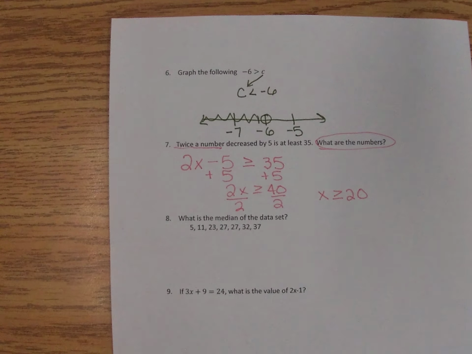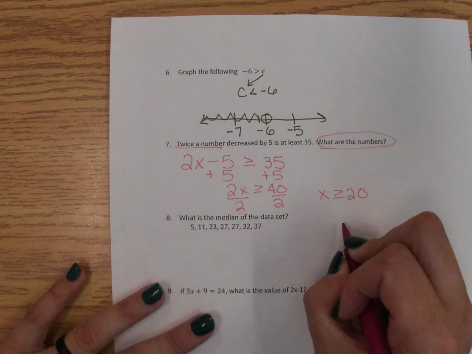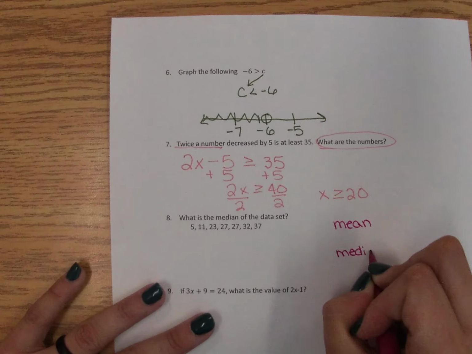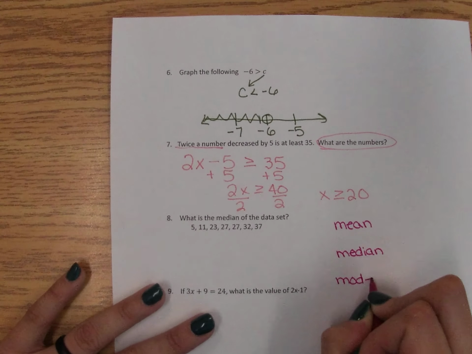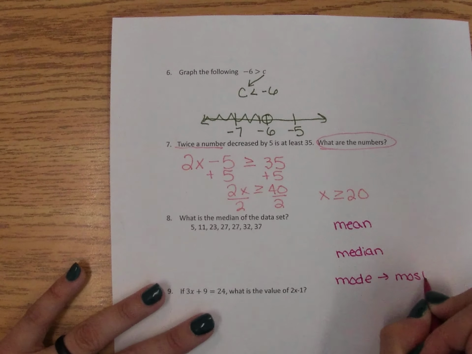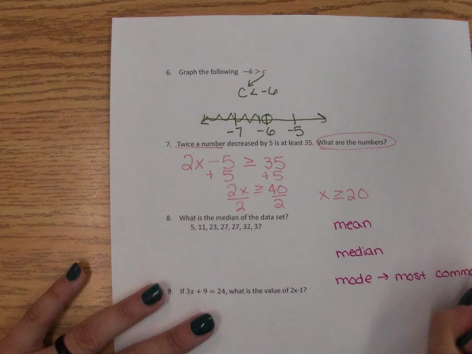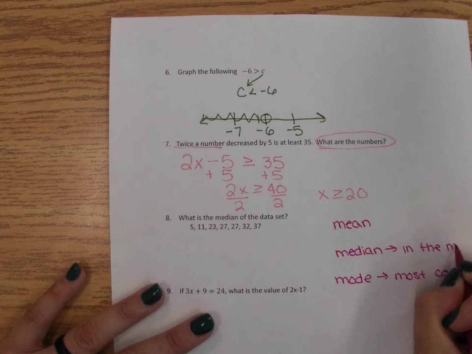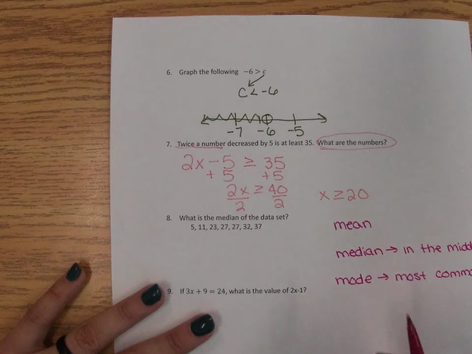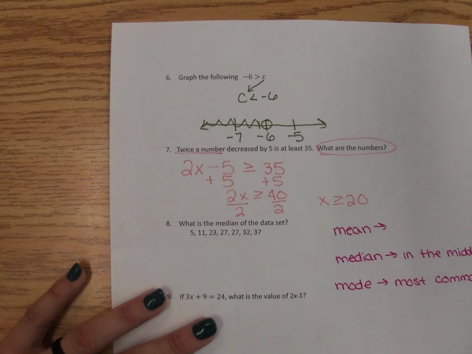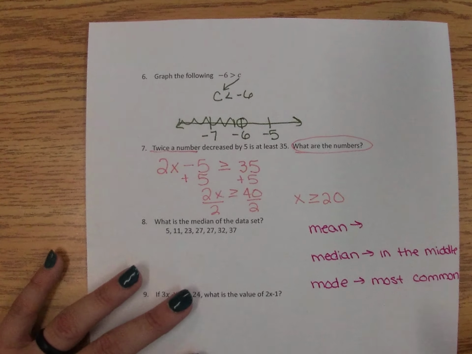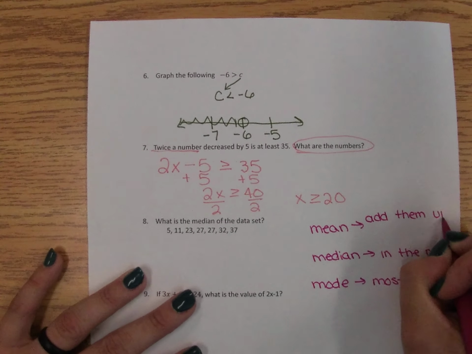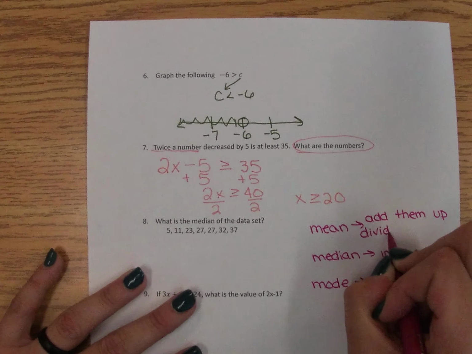Number 8 asks for the median. Remember, there are 3 things that we learned in middle school that associated with this. The mean, the median, and the mode. Okay, the mode is the number that is most common, the one that happens the most. The median is the number in the middle. So if you line them all up in numerical order, what number is in the middle? The mean is the average. So this is where we want to add them all up and then divide by how many there are.